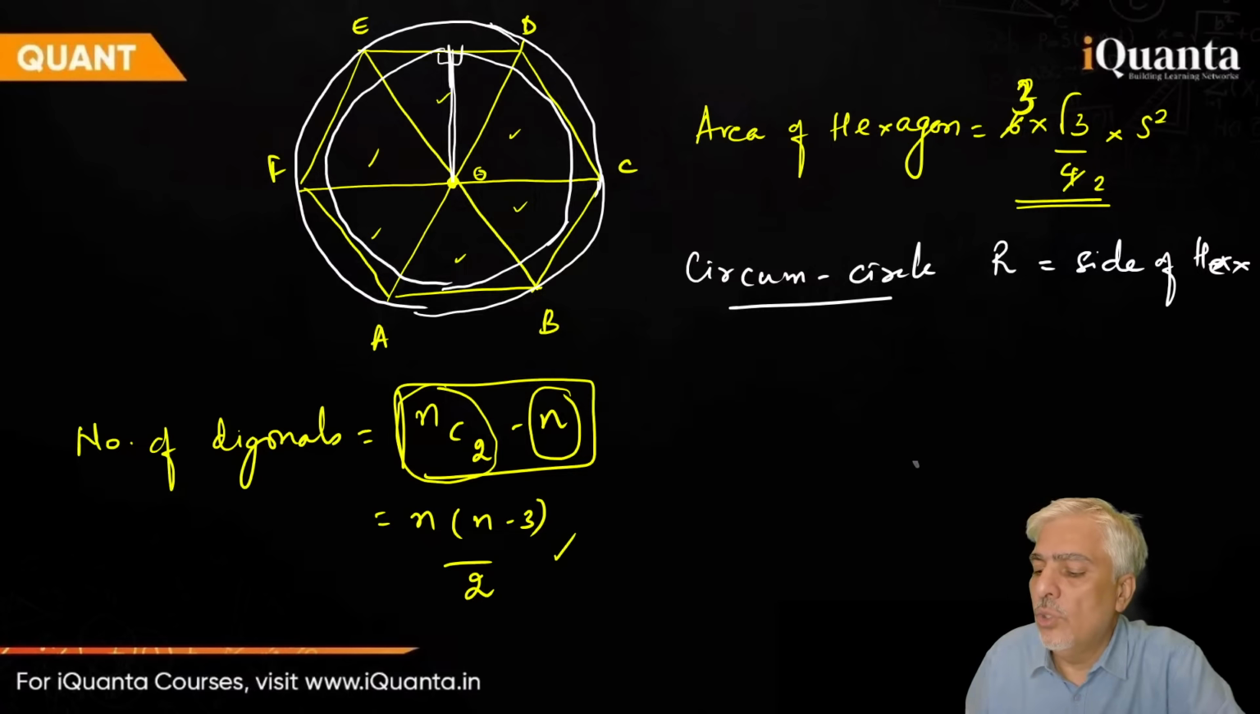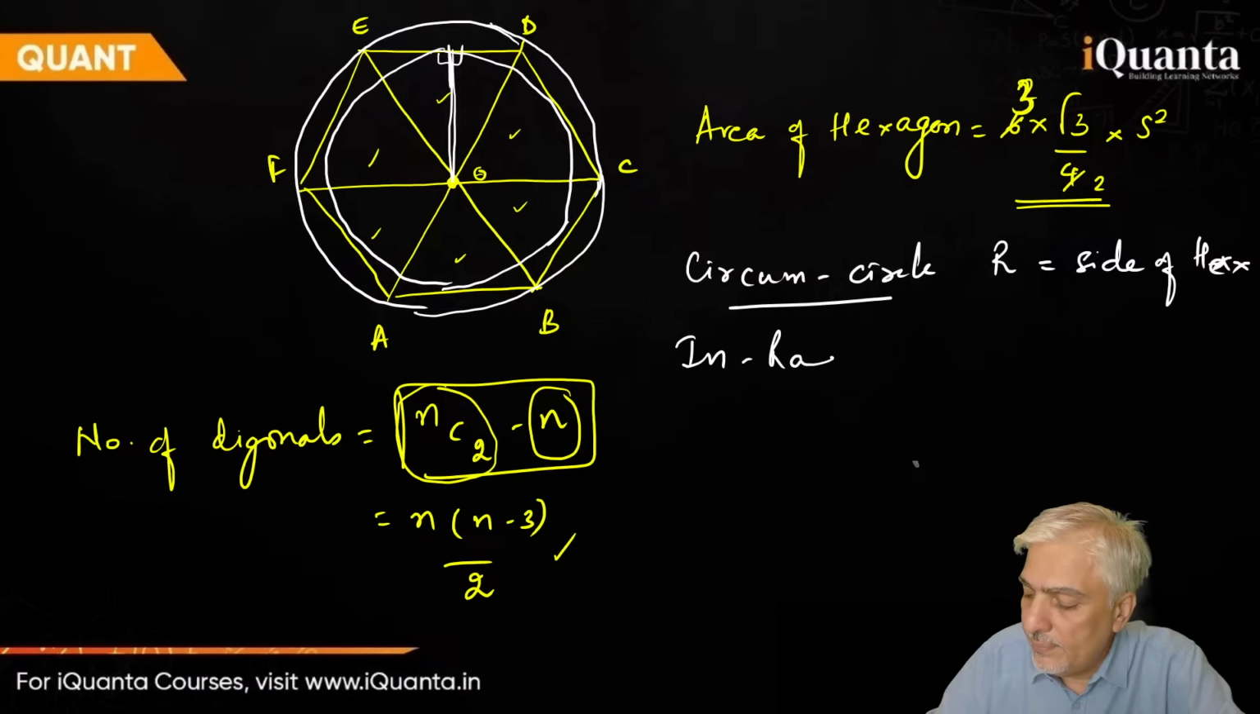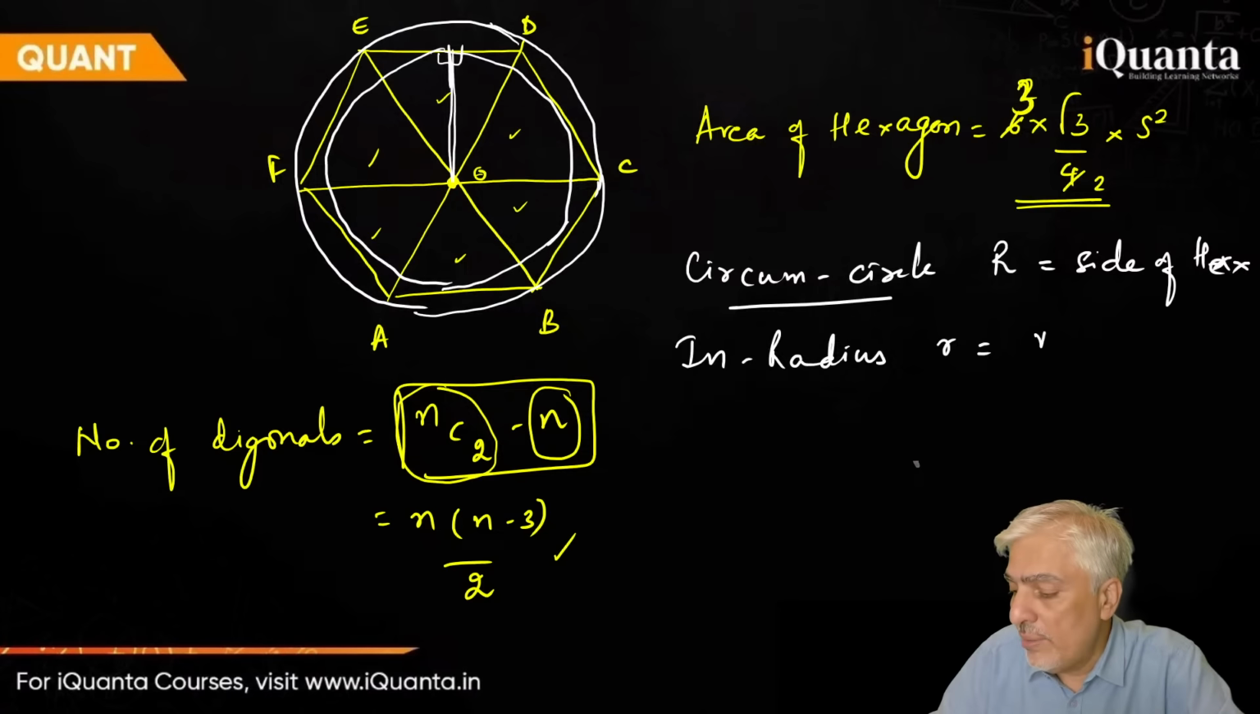Okay. So inradius, small r, will be the height of the hexagon. Sorry, height of the triangle. So it will be root 3 upon 2 into side.